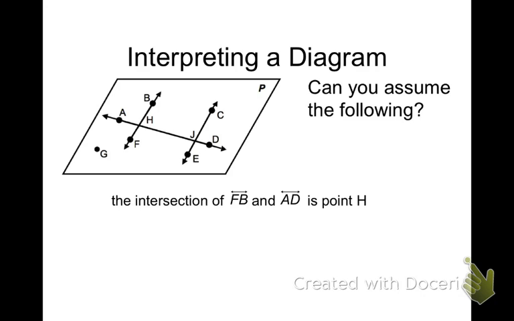Is the intersection of line FB and line AD point H? Yes. Is the intersection of line EC and line AD point J? Yes.